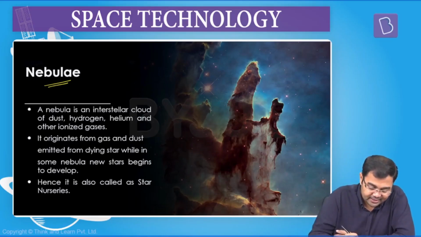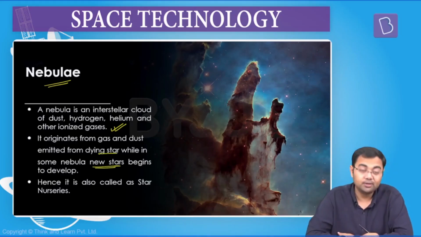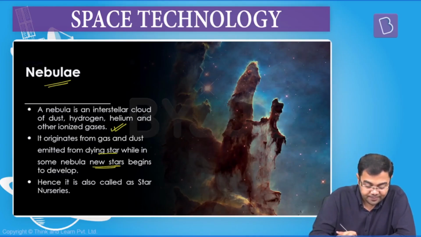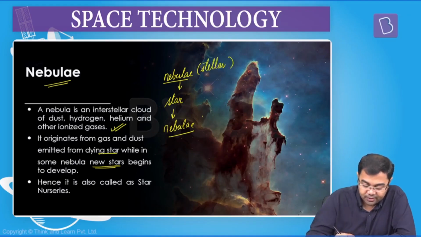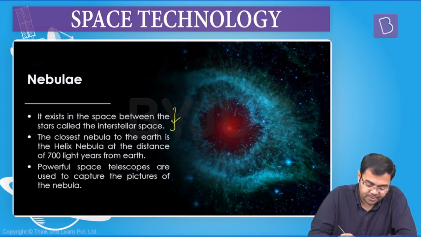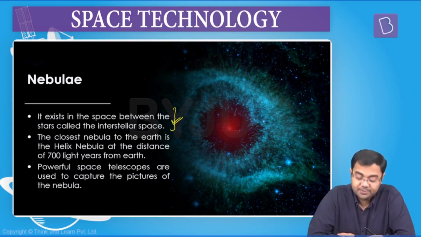So nebula, interstellar cloud of dust, hydrogen, helium and other ionized gases, originates from gas and dust emitted from dying star, while in some nebula new stars begin to develop. So that's why I am saying that nebula can lead to the formation of a star, and death of star can also lead to the formation of a nebula. Both the situations can happen. This kind of a nebula normally is called as stellar nebula, and this kind of nebula is normally called as planetary nebula. So it exists in the space between the stars, which is also called as interstellar space.